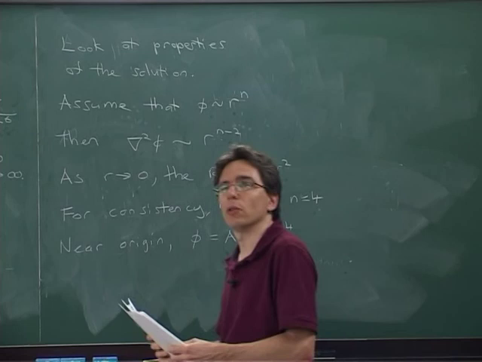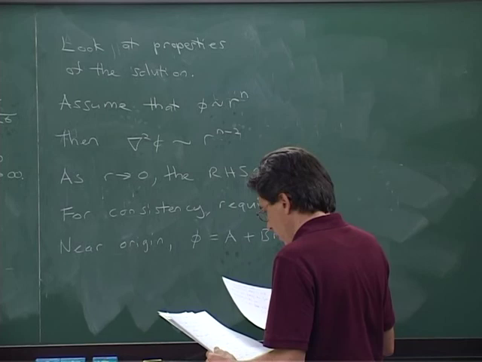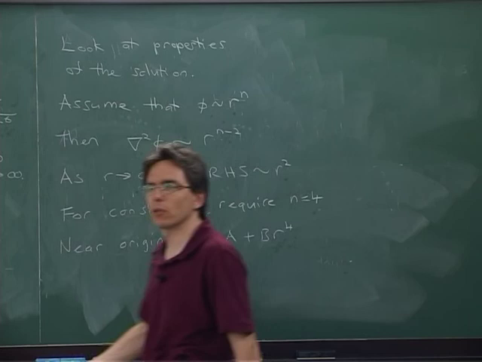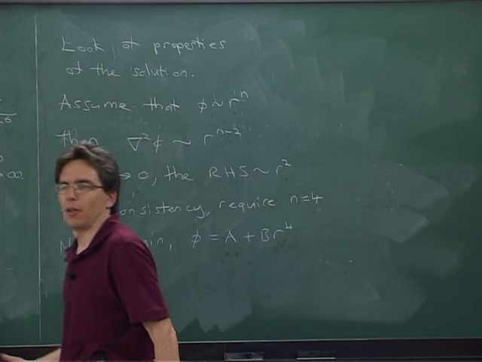Do I have time to go through this? Okay, yeah. So then there's an argument about what happens at large r, but I think I'll leave that till next time, because there's a number of steps involved there, and I think it would be foolish to stop halfway through that. So this is the right time to stop, right?